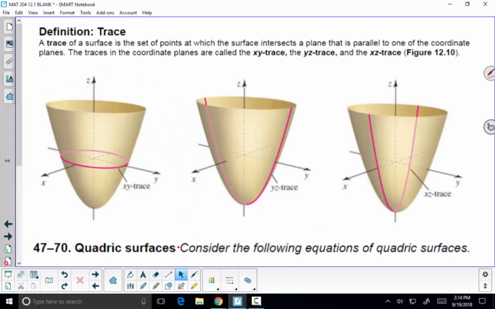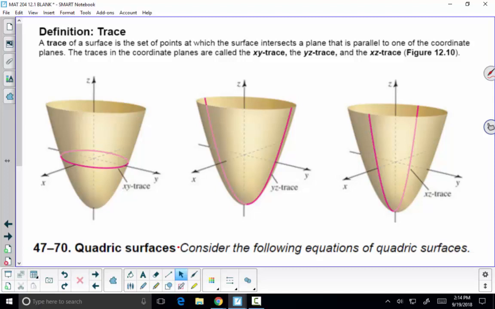Okay, this is a surface. It is called a paraboloid. And what we want to do is talk about the 6 quadric surfaces, and we need some way to figure out what these quadric surfaces look like.